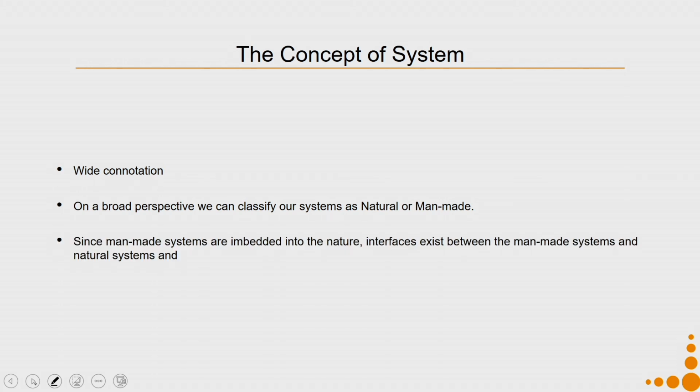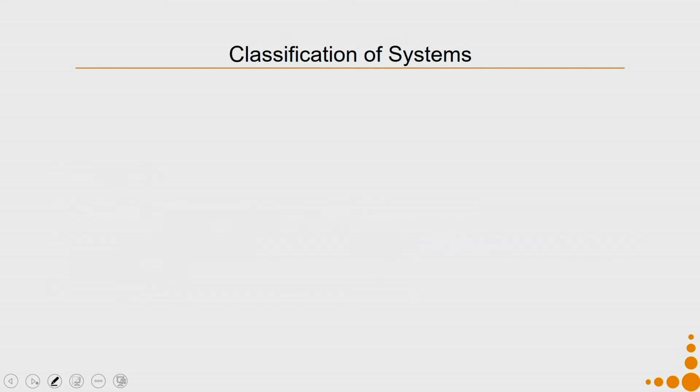Since man-made systems are embedded into nature, interfaces exist between the man-made systems and natural systems, and man-made systems influence the natural systems and vice versa. So now let's look at certain classifications of systems.